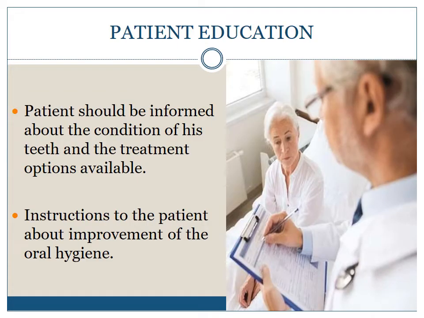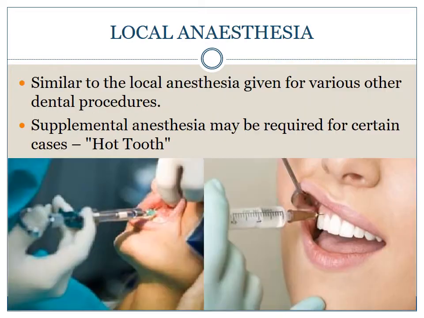Patient education. Patients should be informed of their present condition and all the available treatments. Instruction should be given to the patients to improve the oral hygiene, brushing habits, etc. Local anesthesia is administered via injections to numb the tooth to be treated and the surrounding tissues. If the pulp in a tooth is acutely inflamed and therefore very painful, it may take a while to get numb, but your dentist will not start the treatment until it is. In some cases, supplemental anesthesia may be required for certain cases known as the hot tooth.